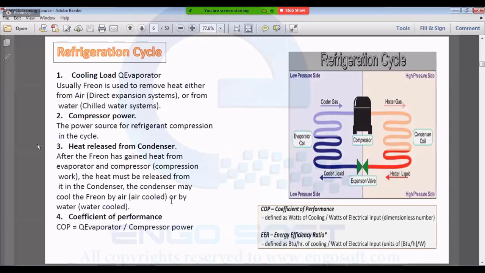So the cooling load is the Q. So we rename the heat by Q. The symbol of the heat is Q.